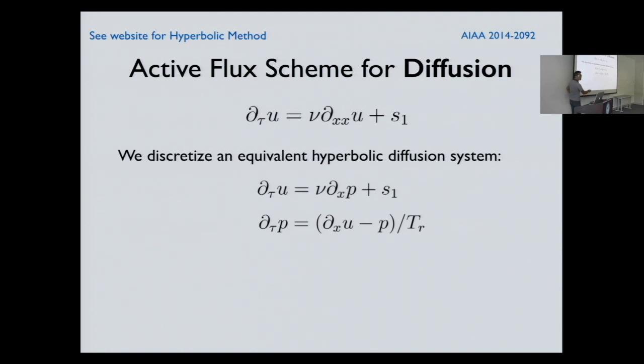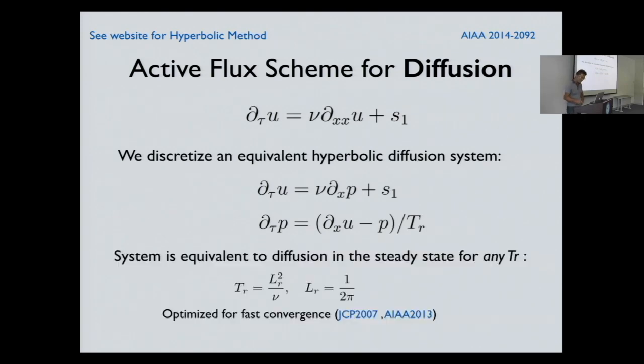Here's the coefficient. This is called relaxation time. But this can be any non-zero constant. And we have already determined this relaxation time to optimize the fast steady convergence. And so this is order 1. There's no stiffness involved here. This is just a hyperbolic system with source term.